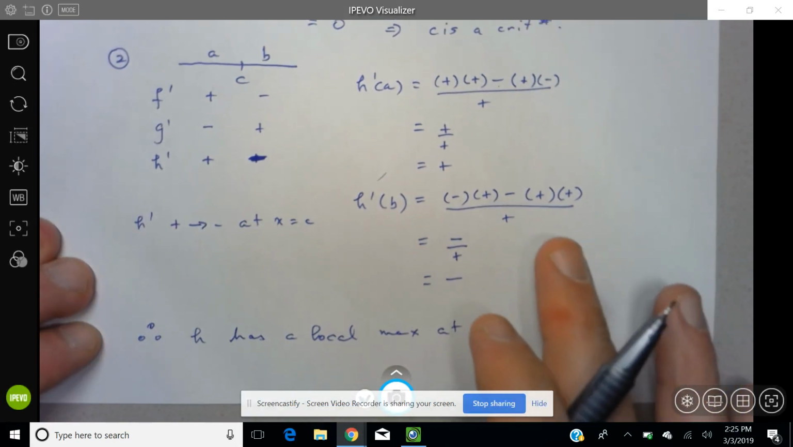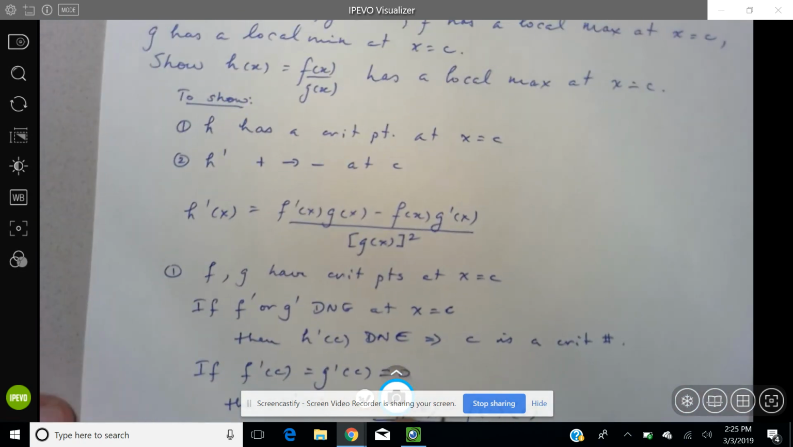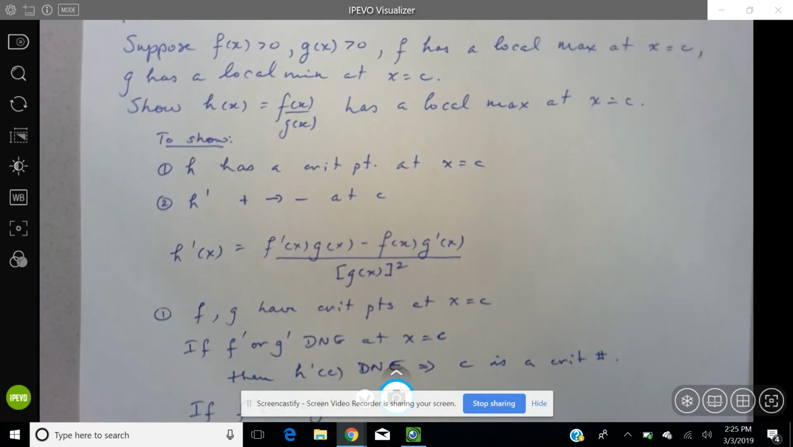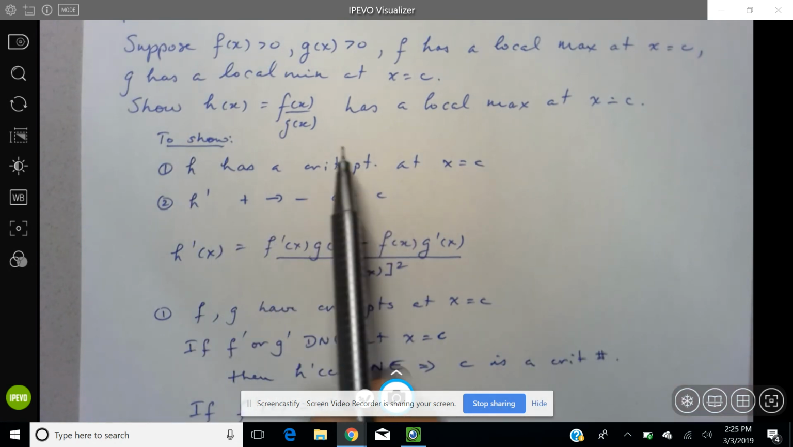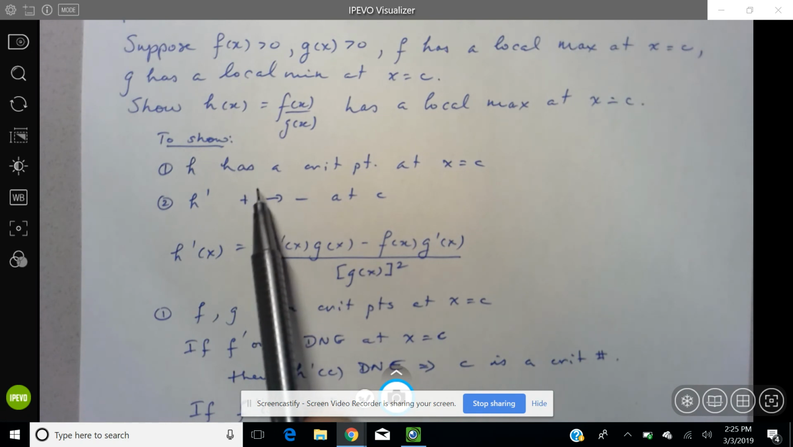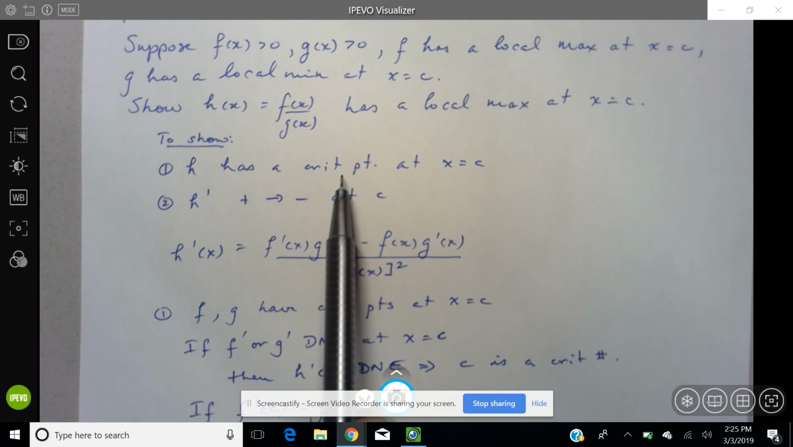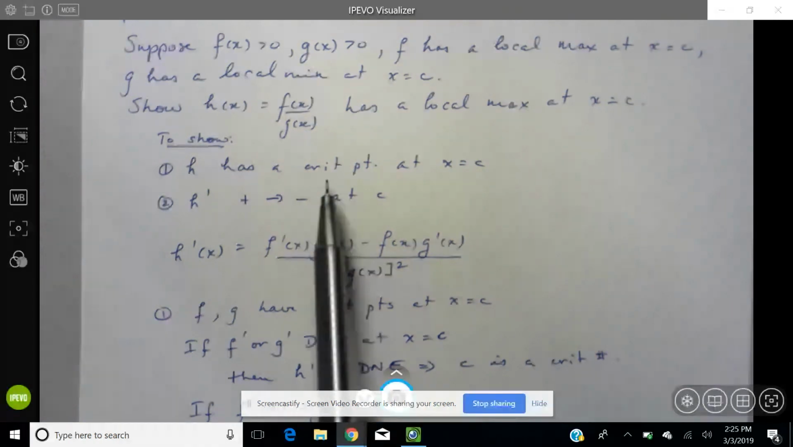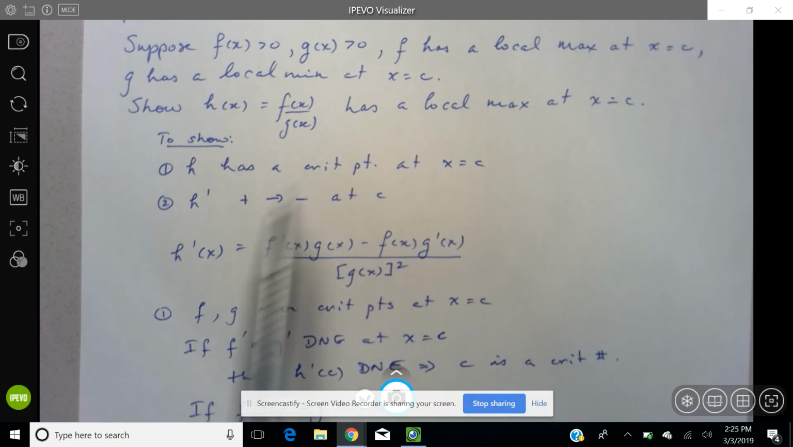Okay, so let's recap, because this is a particularly long question. There was a lot to show, but let's try to break it down. So step number one, when you're trying to give a proof like this, you want to first establish what it is you have to show. What you have to show here in order to show a function has a local max is that it has a critical point there, because remember Fermat's theorem says that's the only place one can find local extrema. And because it's a local max, it has to change from positive to negative.